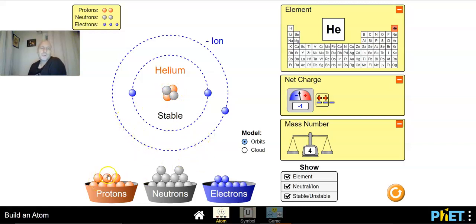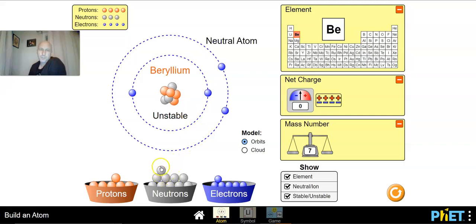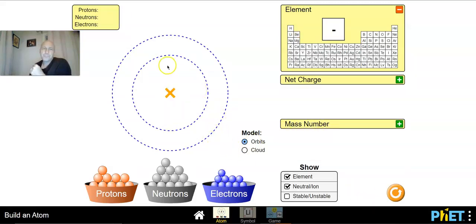If I add more protons, more electrons, more neutrons, let's see, I have 1 too many electrons. Let's add another proton. Watch what happens to the element again. Now it is beryllium. So I have 4 protons, 4 neutrons, and 4 electrons. Net charge is 0. Mass number is 8. Hopefully that gives you guys an idea of what we're looking at there.